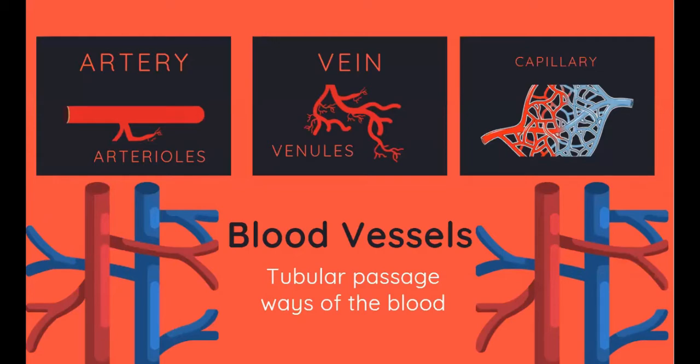Arteries are muscular, thick-walled, and elastic blood vessels. Their elasticity adapts to the great pressure of the blood from the heart. Most arteries carry oxygen-rich blood away from the heart to the different parts of the body. They also branch out into smaller arteries called the arterioles.